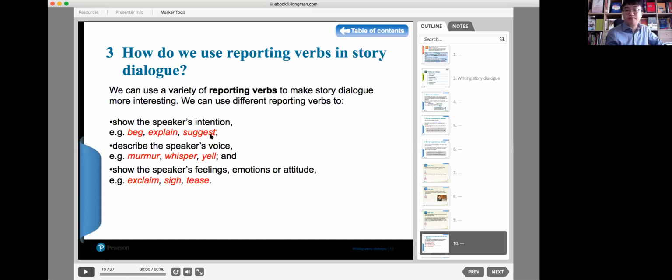First type. The second type, we use these verbs to describe the speaker's voice. Murmur, whisper, yell. Last 3 examples, we use these to show the speaker's feelings, emotions. Exclaim, sigh, tease. Remember, we use these reporting verbs in the reporting phase of your dialogue.